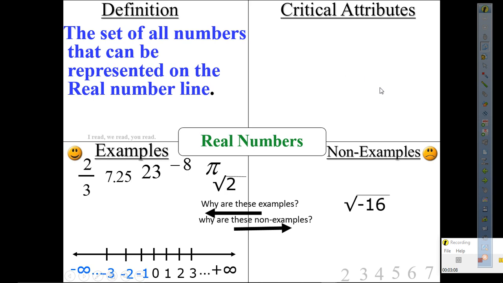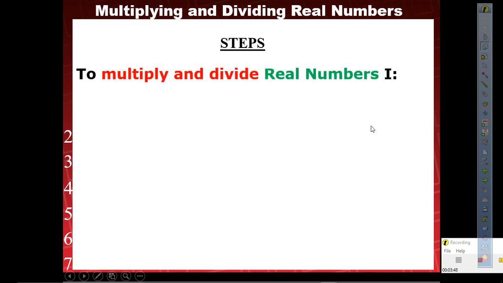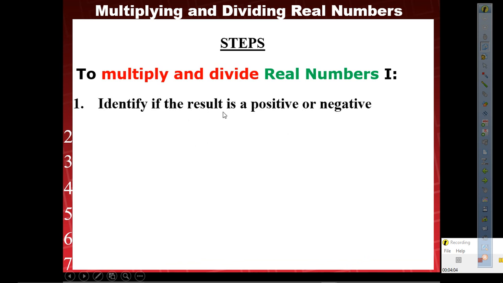Underneath your Frayer model, I want you to write steps. Write this down. It says, to multiply and divide real numbers. Now, most of us know how to multiply and divide real numbers, yes? But let me show you the first step that I want you to focus on. Step 1: identify if the result is a positive or negative, before we do any computation.